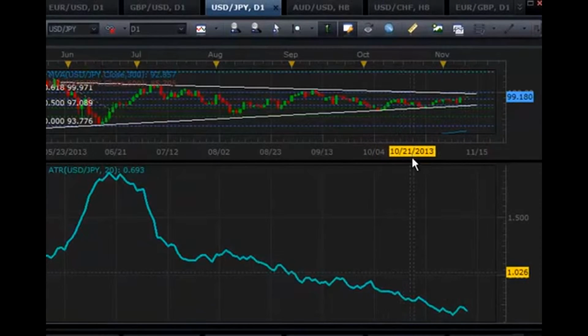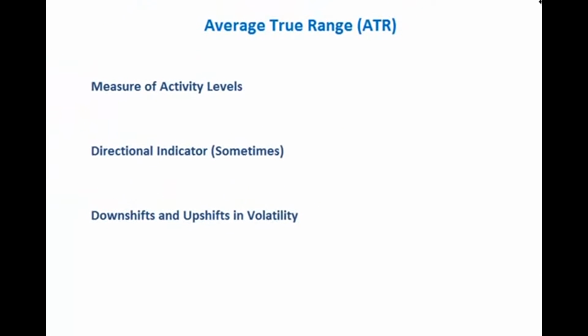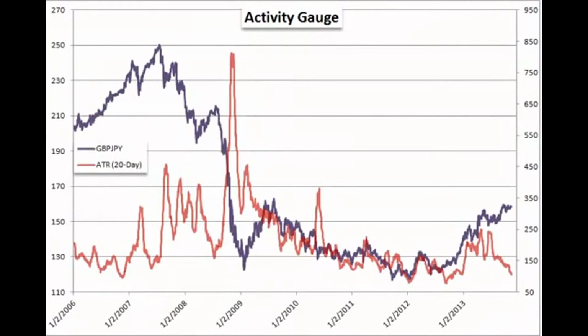But let's take a look through its individual rules. First, I'd like to take a look at just using it as an activity gauge. We looked at it a little bit on the dollar-yen, only going back maybe 4 or 5 months, but this is an activity gauge for pound-yen, going back over the past 7 years or so. This gives us a very good assessment of this development over time.